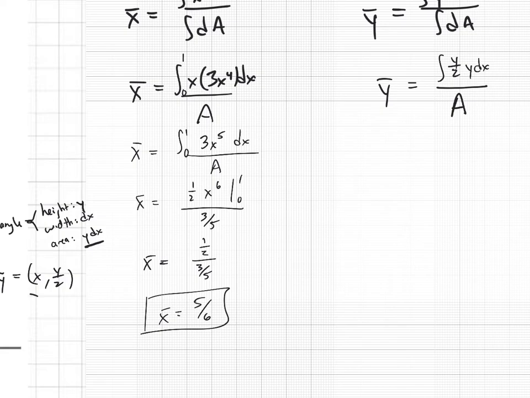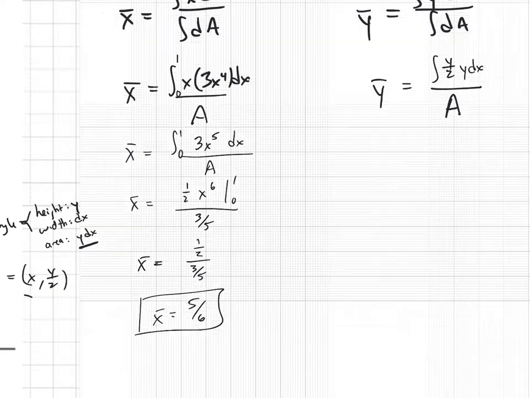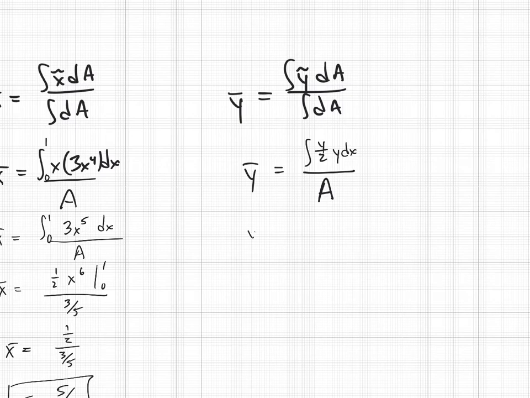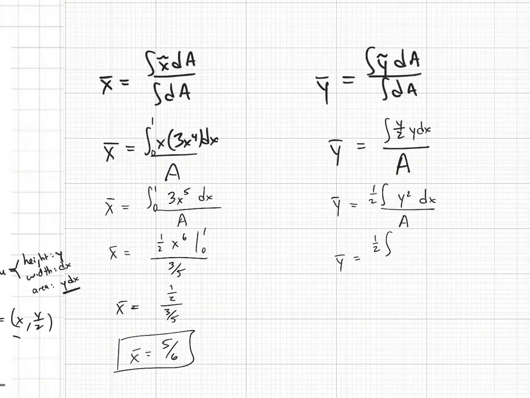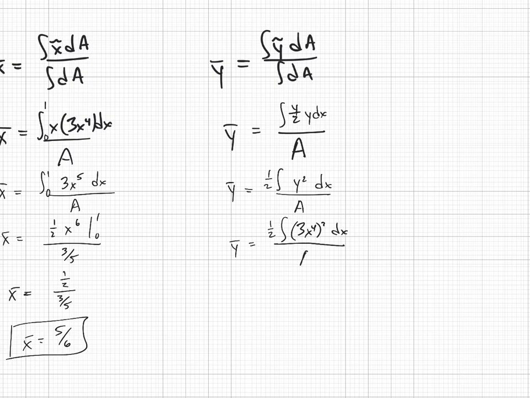We'll check to see if that makes any kind of reasonable sense in a second. But all right, let's go over here, and I've got y bar equals integral. I'm going to pull out that 1/2 because I don't want to deal with it. And I've got the y squared. So let's just leave it as y squared for now over the area. And we'll go y bar equals 1/2 integral. What is y? Y is 3x to the fourth, so 3x to the fourth squared dx divided by the area, which I'm still going to just leave as the area for now.